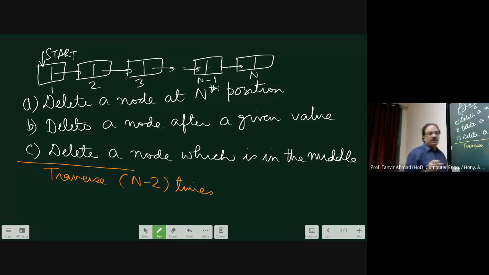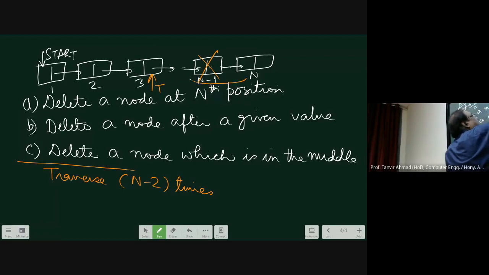So that you reach one node before this. That means if I am at this position, maybe I am going to reach this place. And what you have to do, in order to delete this one, is copy this address at this place.